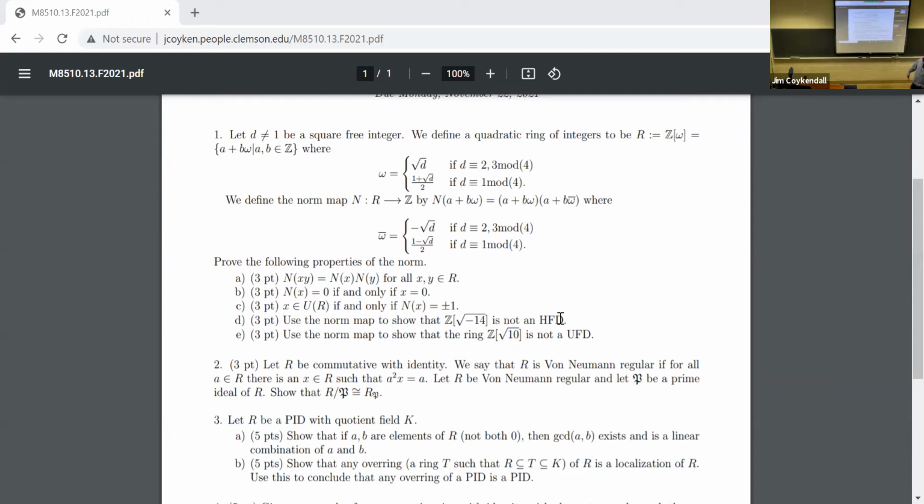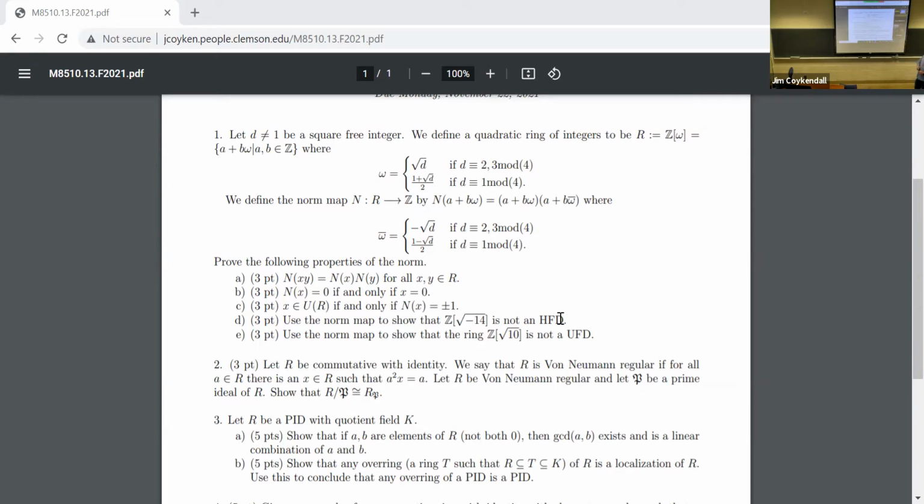That's an integral domain. It's atomic, and any two factorizations have the same length. So in other words, in part D, show that you get some elements with different factorization lengths, and use the norm map to show that this thing is not a UFD.